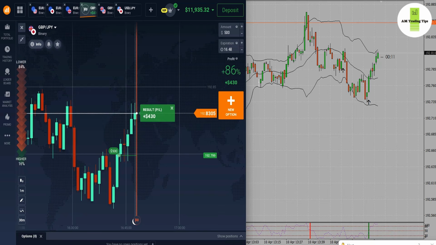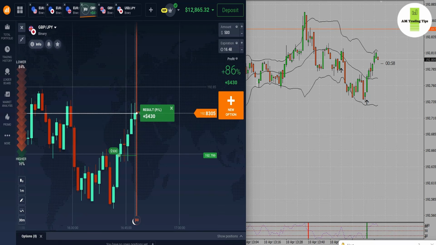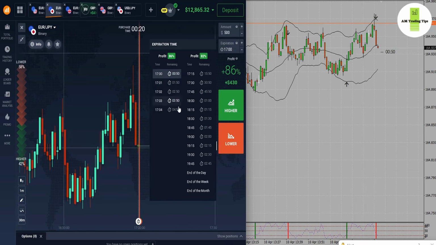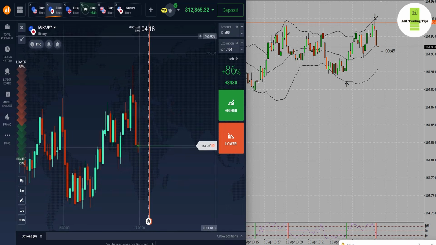We won this trade. This shows that following the strategy and waiting for the perfect setup can lead to success. But remember, consistency is key. Now, let's be patient and wait for the next ideal trade setup following the same rules.